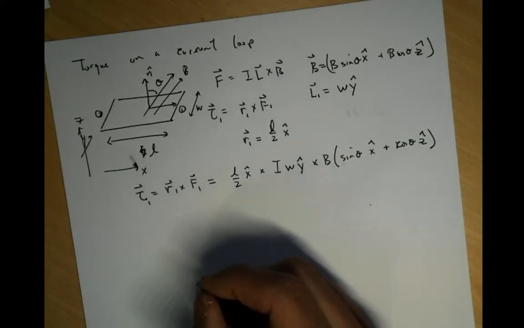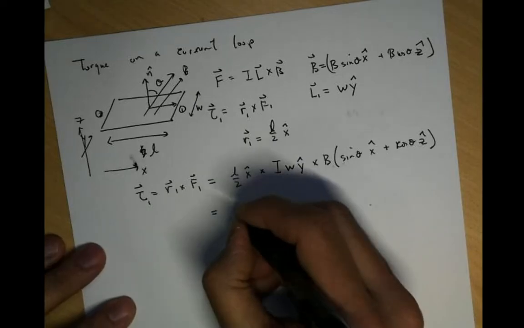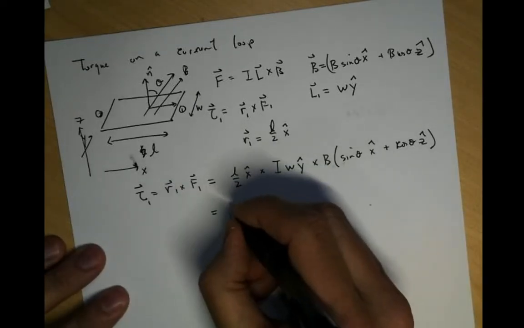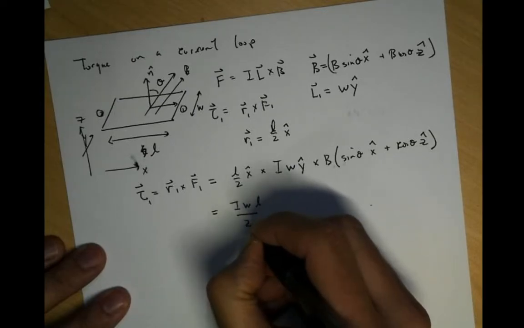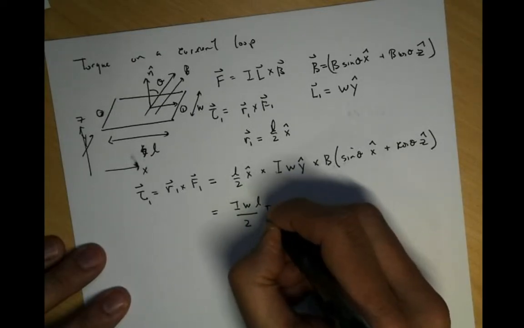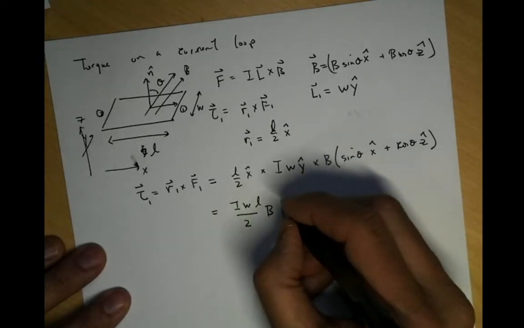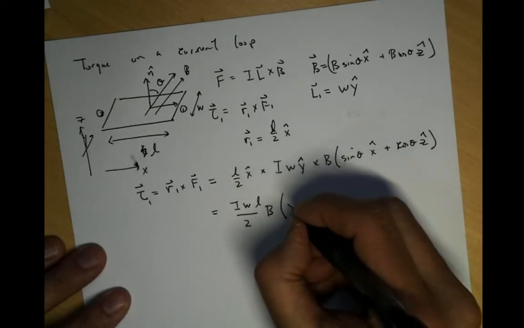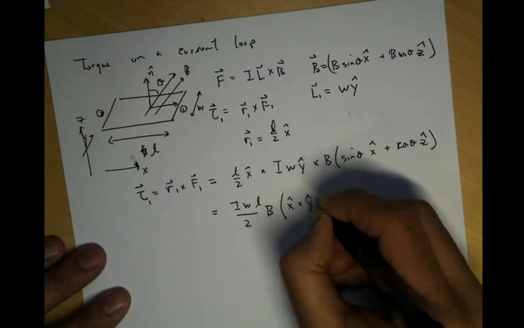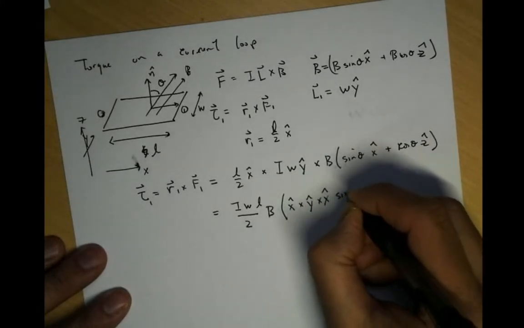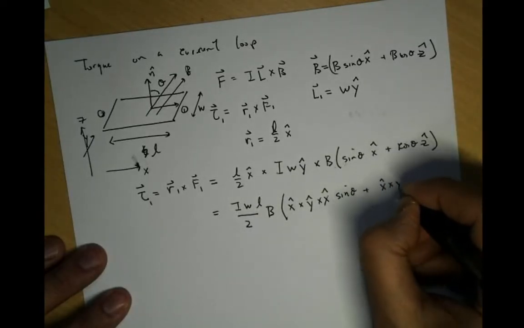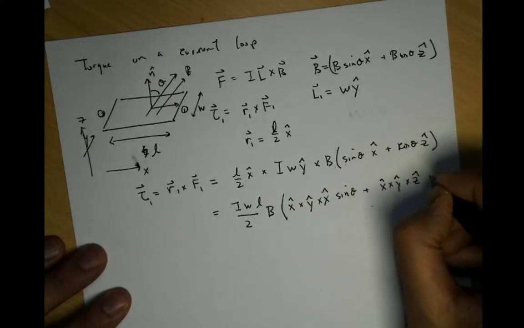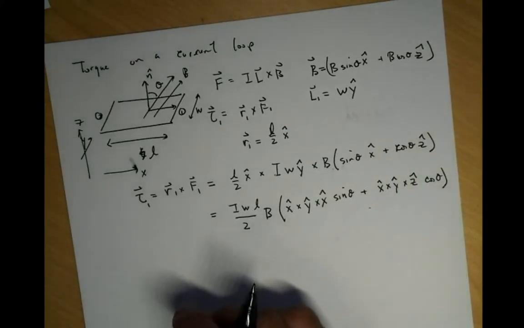Right. So let's multiply this thing out. Bring all the numbers out. So that's going to be I here. There's a W here. There's an L here. There's a 2 there. There's a B there. And now, let's see. This is X hat cross Y hat cross X hat sine theta. That's the first term, plus X hat cross Y hat cross Z hat cosine theta. That's the second term.